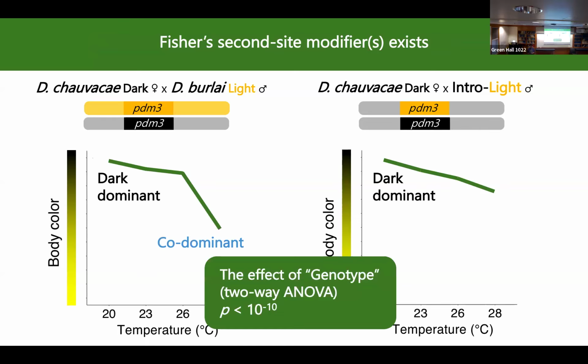So I tested the difference by two-way ANOVA. As a result, the effect of the genotype was highly significant. It means that the phenotypic curve is very different between these two crosses, and the PDM3 allele is the same between the two crosses. So the difference in the reaction norm is due to the difference in the genomic background. So this result shows that the Fisher second modifier exists.